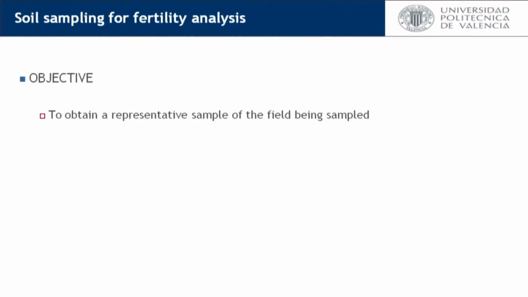The purpose of soil sampling is to obtain information about the soil. The objective of the sampling design is to evaluate soil properties at the lowest possible cost by obtaining a sample that is representative of the entire plot.